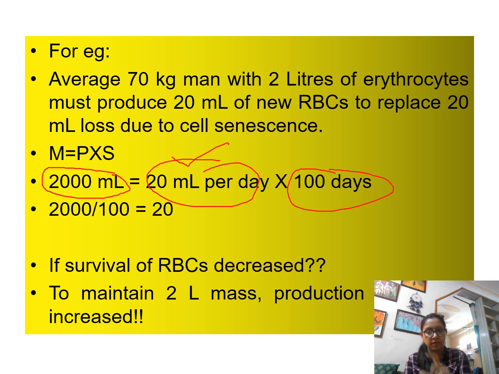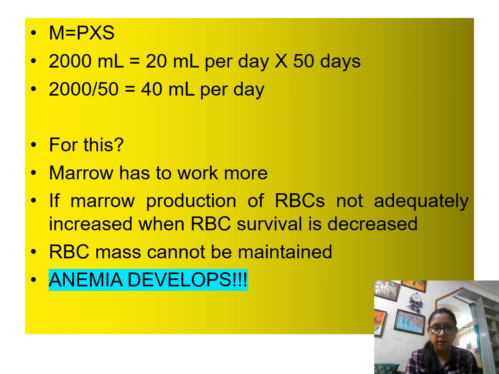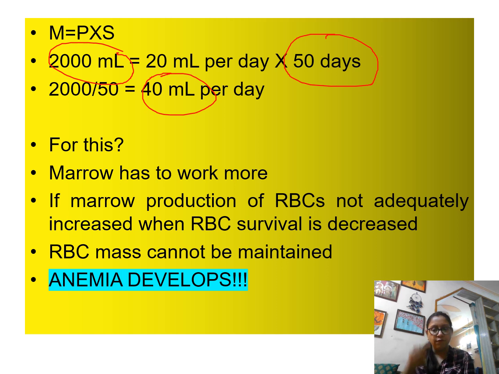Now if the survival of RBCs decreases in this formula, for example in hemolytic anemia where RBCs are being destroyed, then to maintain 2 liters we have to increase production. Suppose RBC survival is reduced to 50 days. To maintain this steady state of 2000 milliliters of RBC, we have to produce 40 milliliters per day. So production goes from 20 to 40.